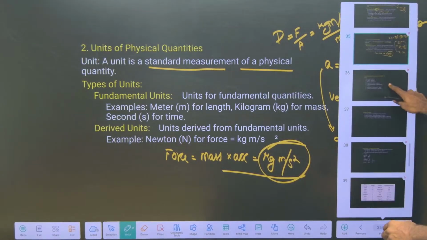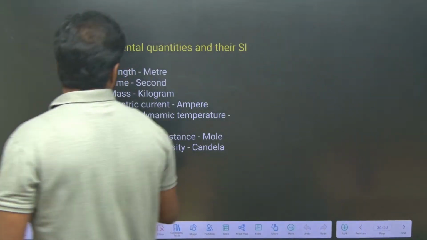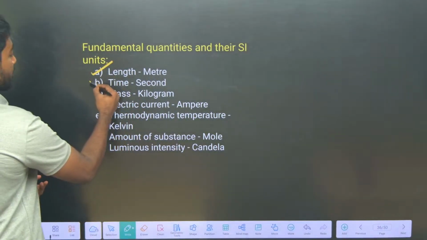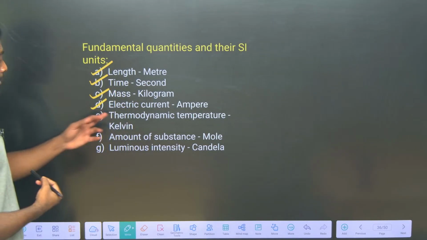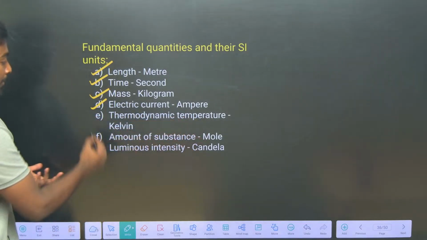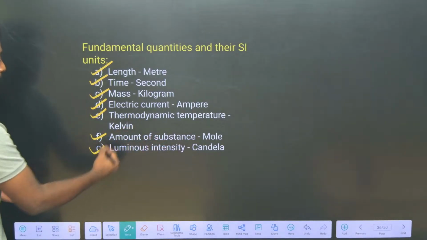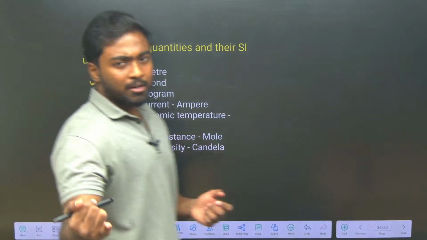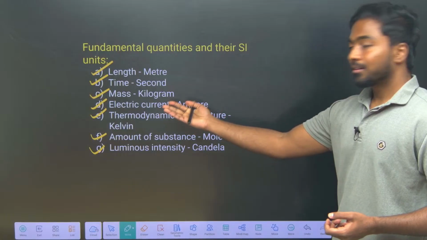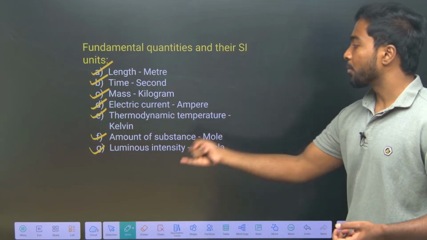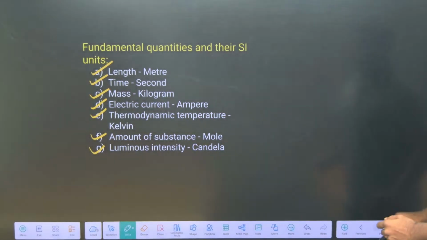Next is fundamental quantities and their SI units. We have seen the 7. Length, meter; time, seconds; mass, kilogram; electric current, ampere; thermodynamic temperature, Kelvin; amount of substance, mole; luminous intensity, candela. Okay, remember this one.